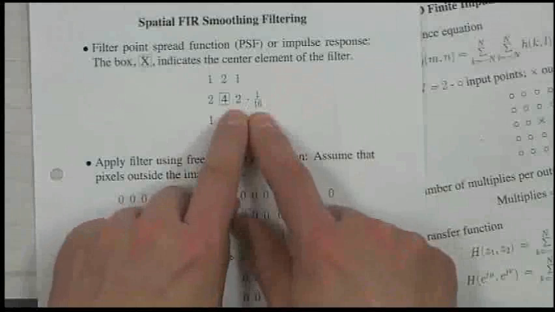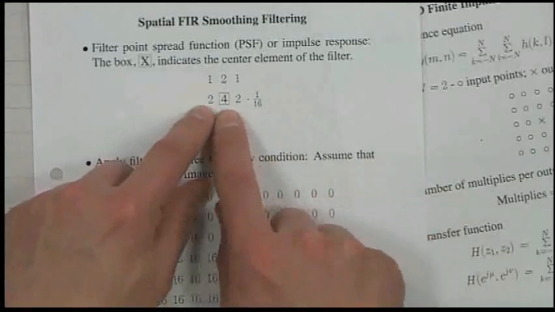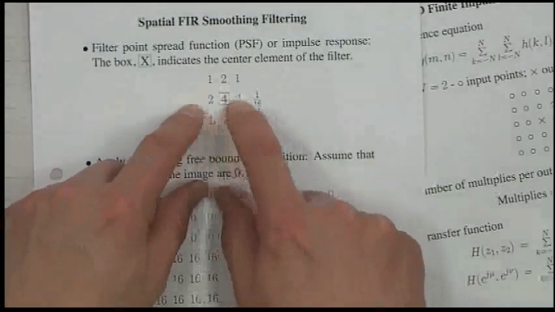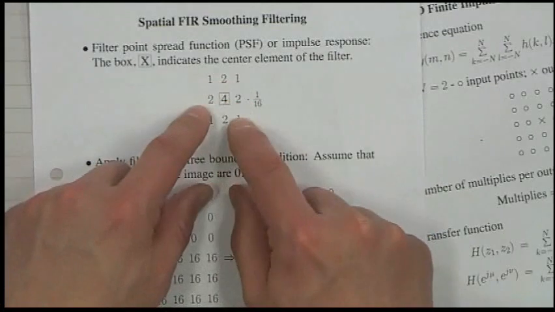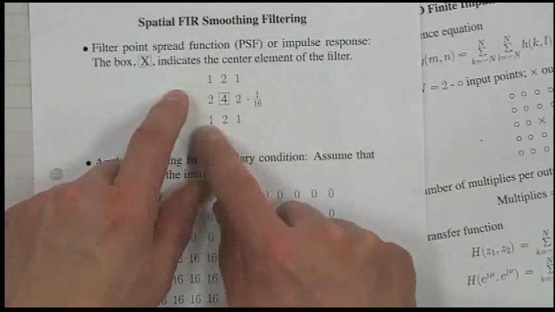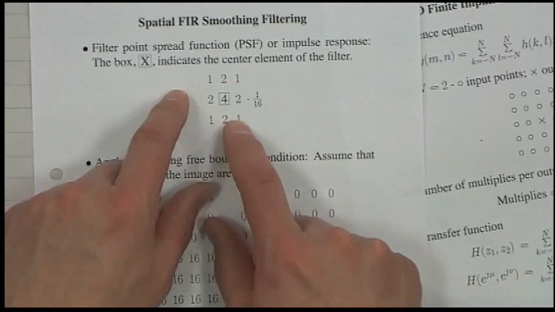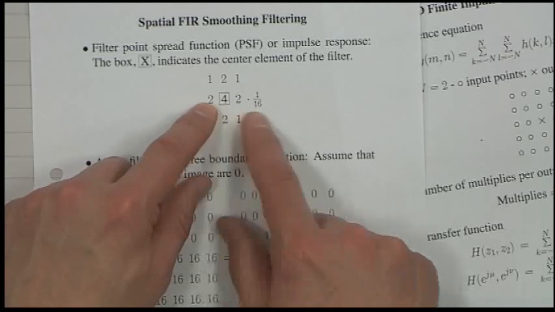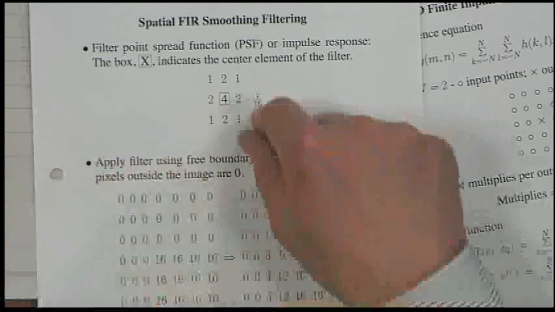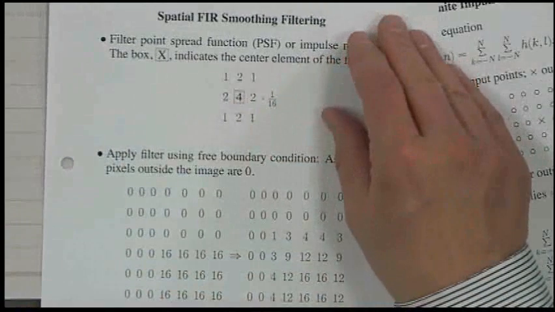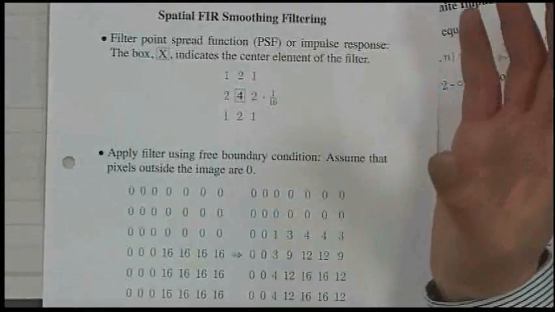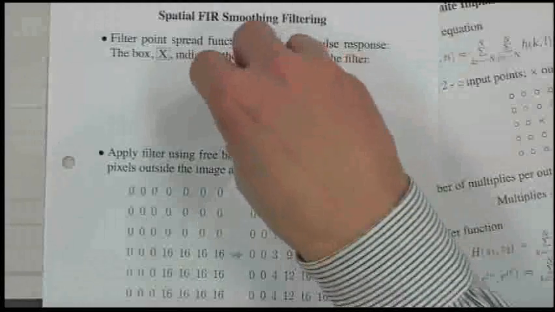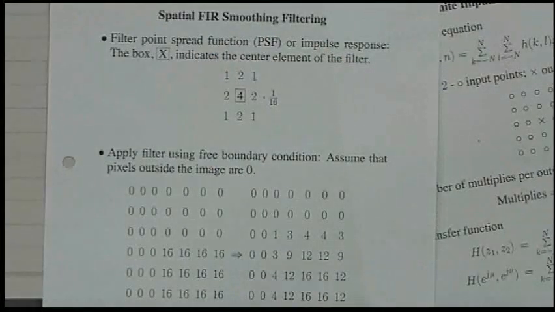Now it turns out for this particular example, why am I dividing by 16? Because if I add these numbers all up, there's a 4 in the center, plus 4 2's, so 4 times 2 is 8, and then 4 1's, so that's 4. So this is 4 plus 8 plus 4, so it's 16. If I divide by 16, why would I divide by 16? Because then the DC gain is 1, right? Because the integral of the point spread function, or the sum of the point spread function, is what?